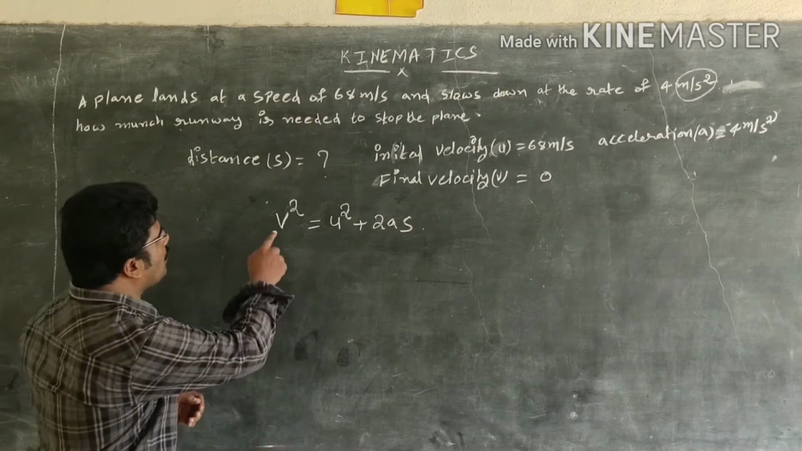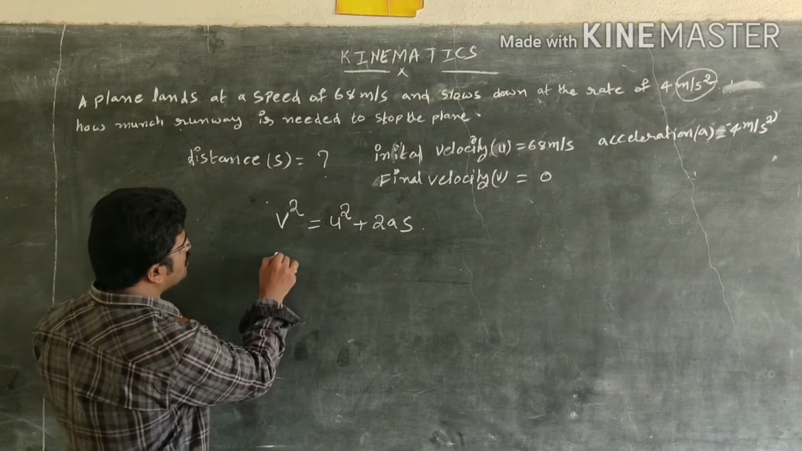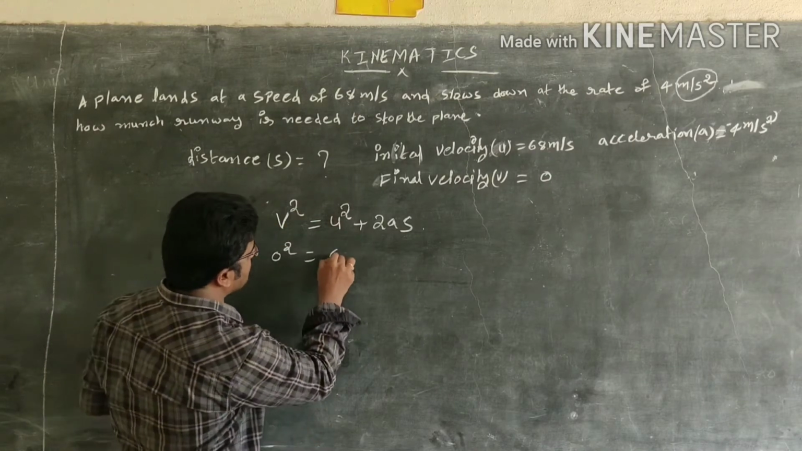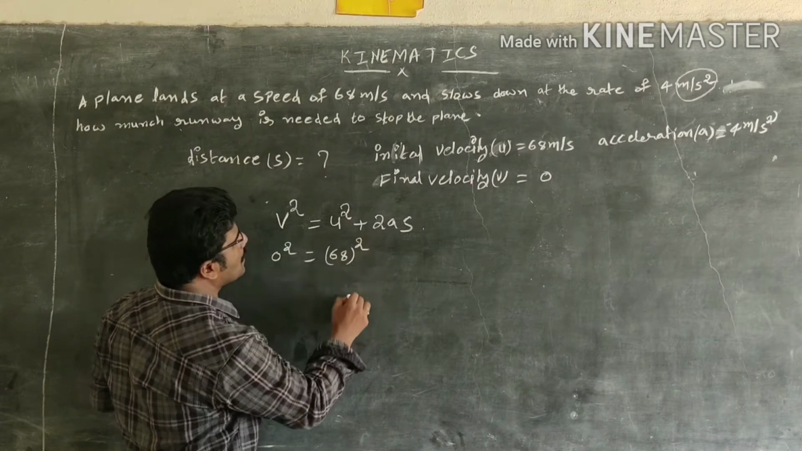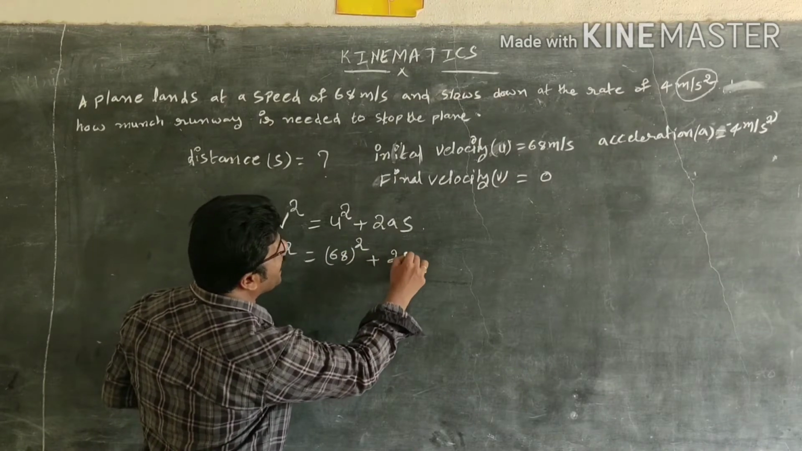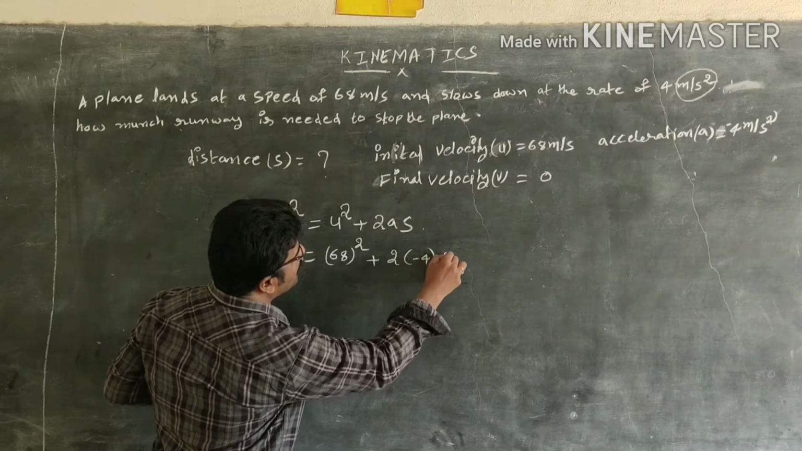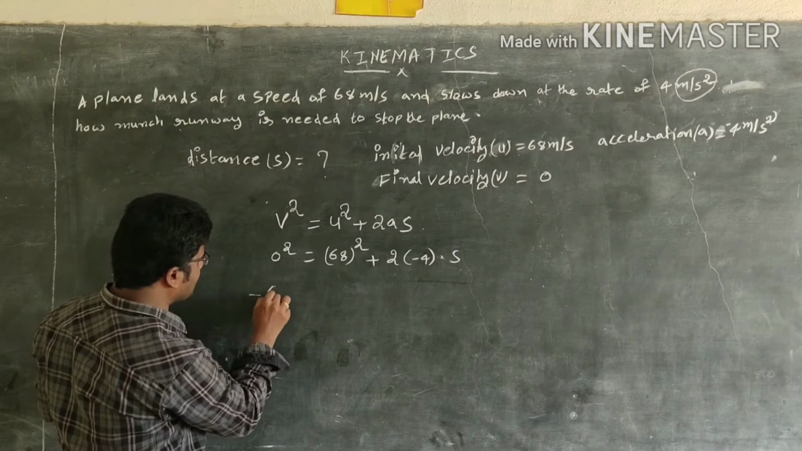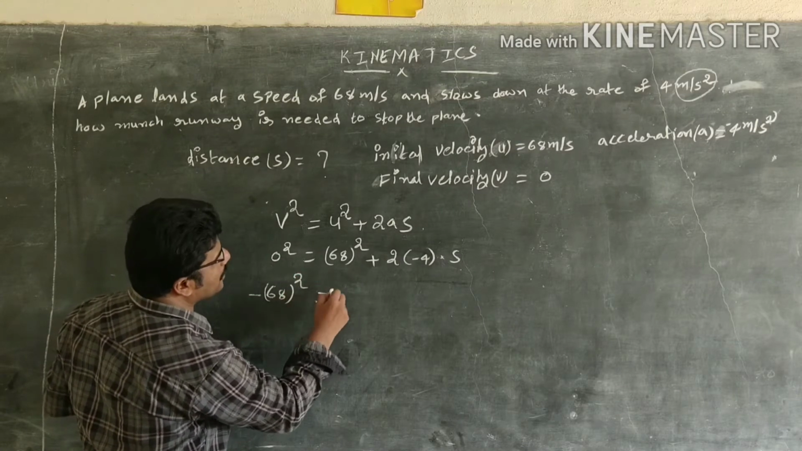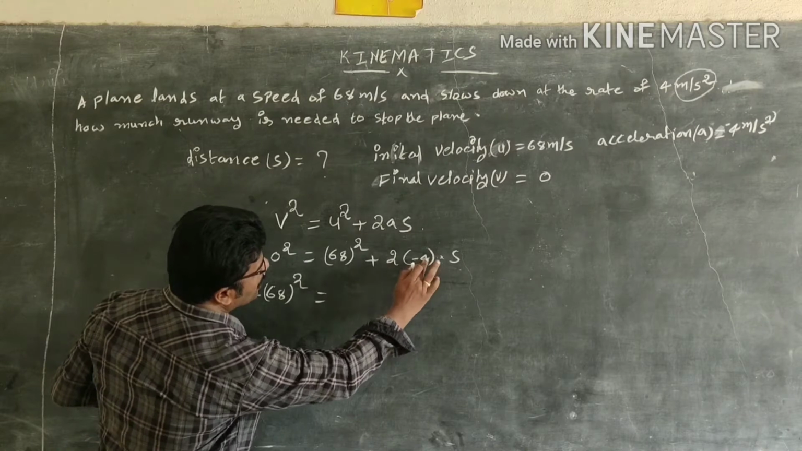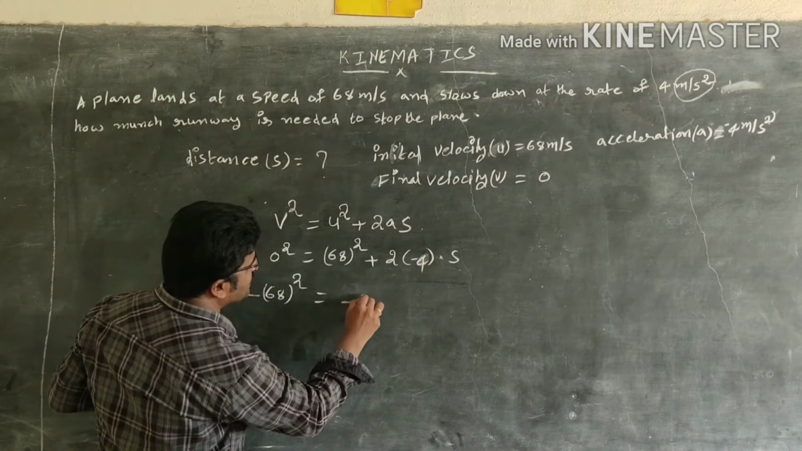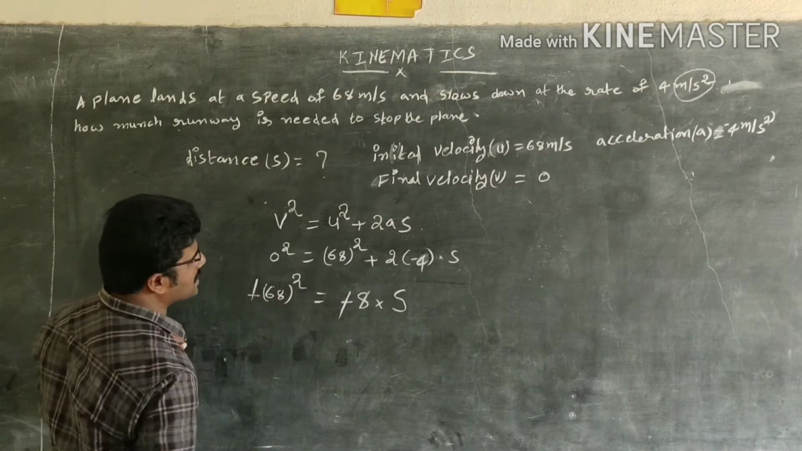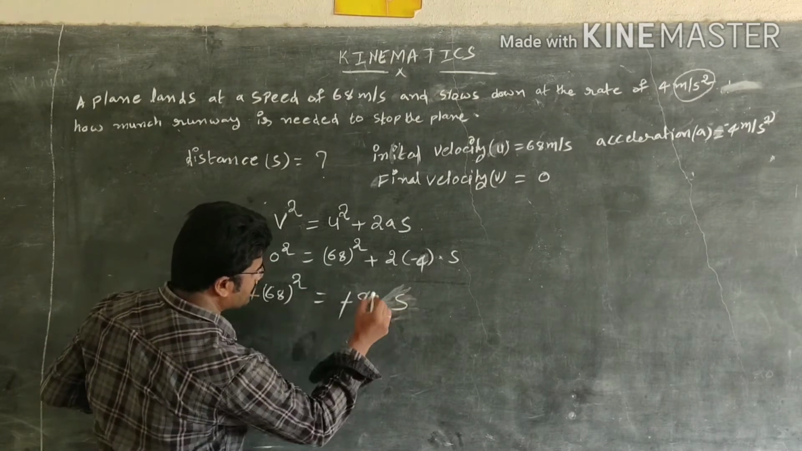Now we are going to substitute. V, what is the value of v? 0. 0 square equal to u square, what is the value? 68 whole square, plus 2 into a, that is minus 4, into s. So we bring 68 square across, that becomes minus 68 whole square equal to plus into minus, minus 4 into 2, 8, minus 8 into s. Minus minus cancel. So 68 square, we want the value of s.